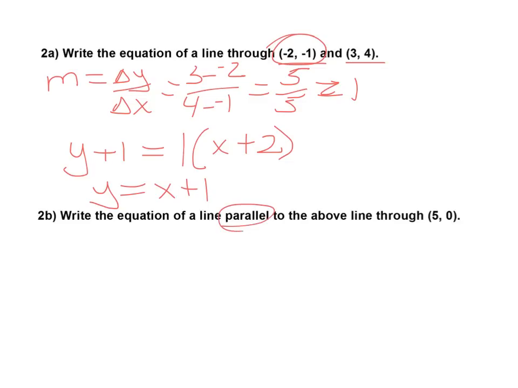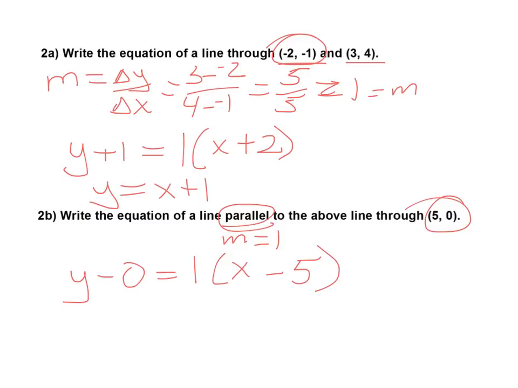All right, so now if I'm writing the line parallel to that, well, parallel lines have to have the same slope. So since our slope was 1, this one also has to have a slope of 1. Parallel has the same slope, and it's got to go through that point. Okay, so y minus y1 equals m times x minus x1. And, okay, y minus 0 is y. So I'm going to simplify that, and I can distribute 1 without writing the 1 in there. So there you go. That's your equation.